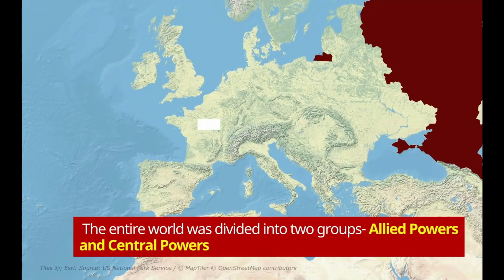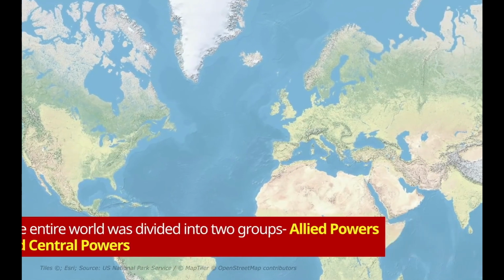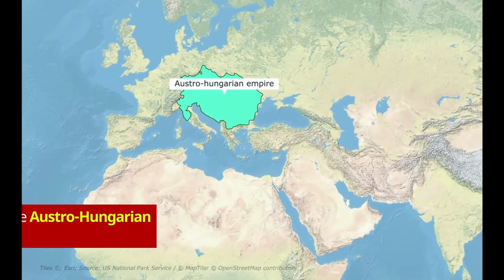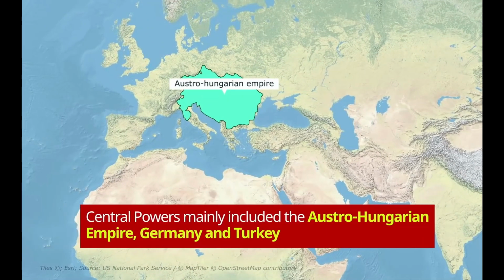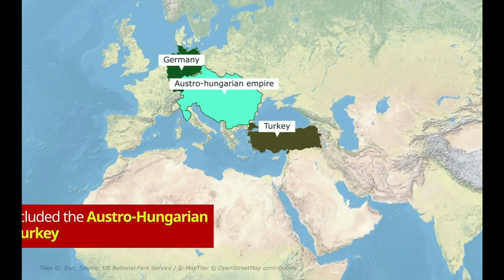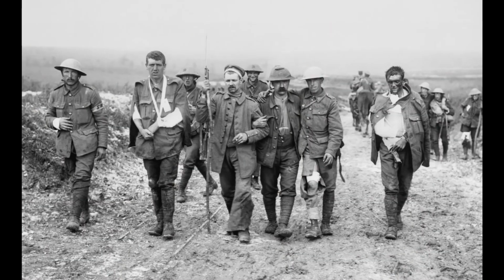One was the Allied powers, which included Russia, France, Great Britain, USA, and Japan. USA had joined the Allied powers in 1917. The other side was the Central Powers, which included the Austro-Hungarian Empire, which is also known as the Habsburg dynasty. Apart from that, there was Germany and the Ottoman Empire of modern-day Turkey. After this brief background, now let's talk about the causes of World War I. Causes of World War I.